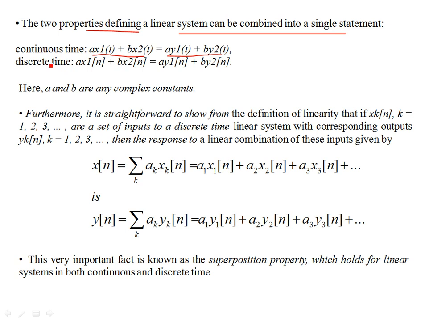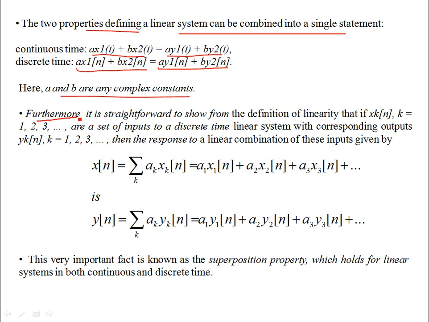Similarly, this statement holds for the discrete time system as well. So it's the same thing. You combine the signals. Superposition and homogeneity both hold for the discrete time system as well. So A and B can be any complex constant. They can be real. They can be fractions, positive, negative, whatever. Okay.